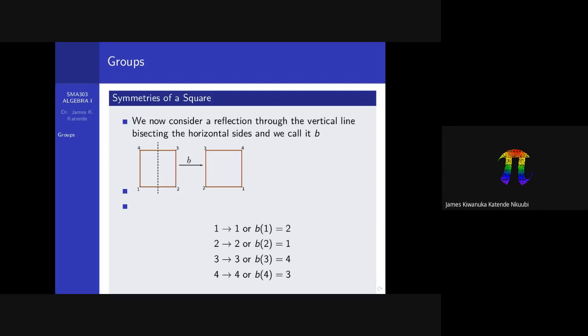So we continue. So the next one we look at is now the reflection through this horizontal line. And here 4 and 1 will be switched. So 4 will come down and 1 will go up, right? So it will switch 4 and 1. And it will also switch 2 and 3. So that 1 will go to 4, 2 will go to 3, 3 will go to 2, and 4 will go to 1.